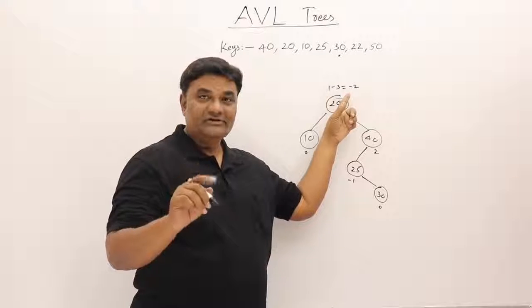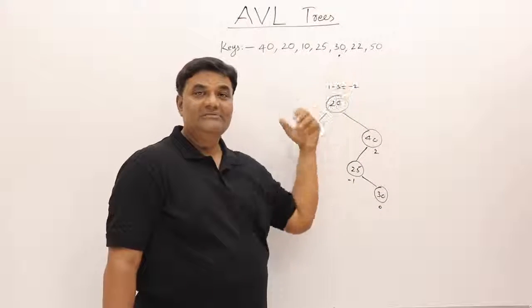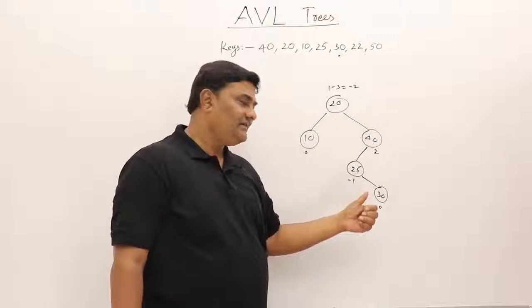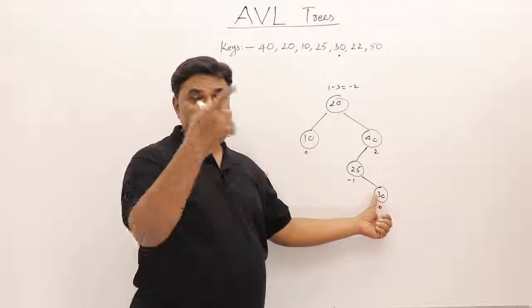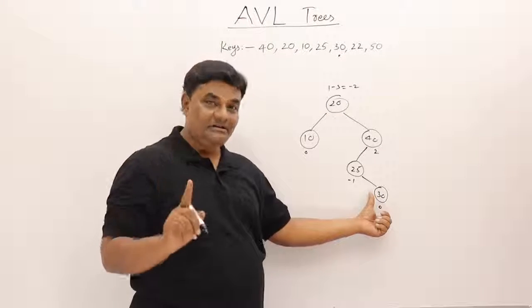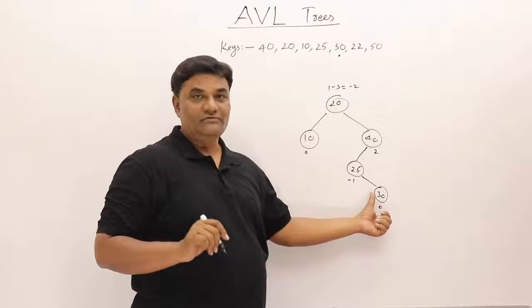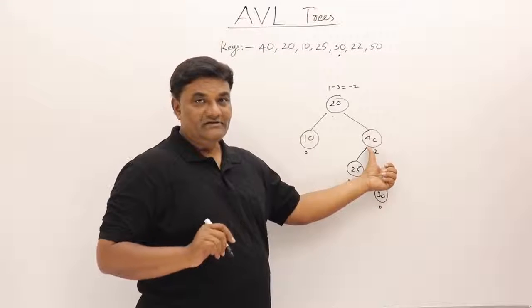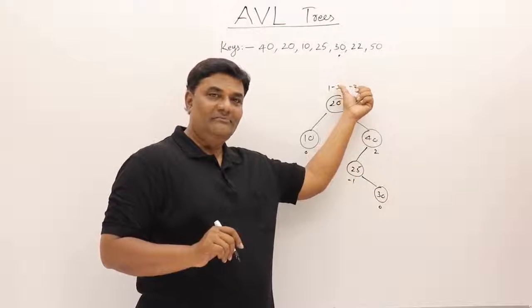Now we are learning one more thing. If multiple nodes are becoming imbalanced, on which one should we perform rotation? Where you have inserted, from there you go towards the ancestor. The first ancestor which became imbalanced, perform rotation over that. So this is the first ancestor, so perform rotation over that one. Automatically that will also become balanced.